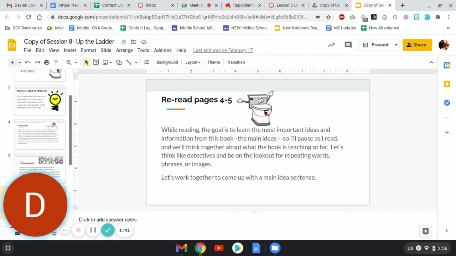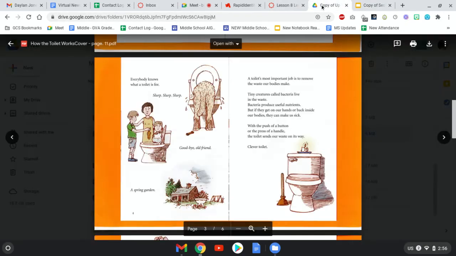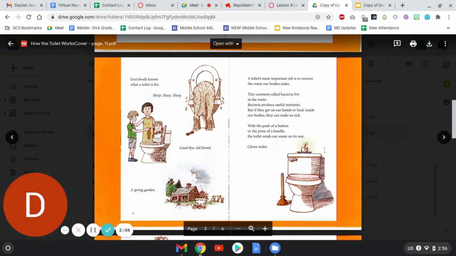So right now, we're going to reread pages 4 through 5. And while we're doing that, we need to pause, look at the most important ideas, and then at the end, we'll look back to see if we can find words and phrases that are repeating, or even images that are repeating. So this is page 4 through 5.